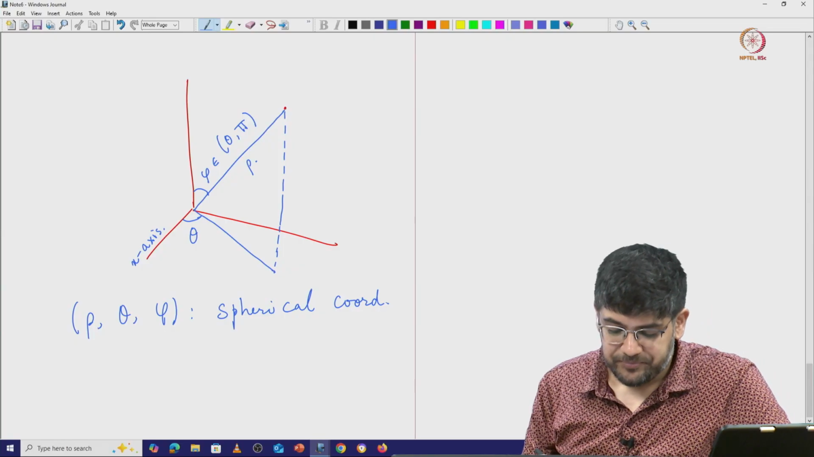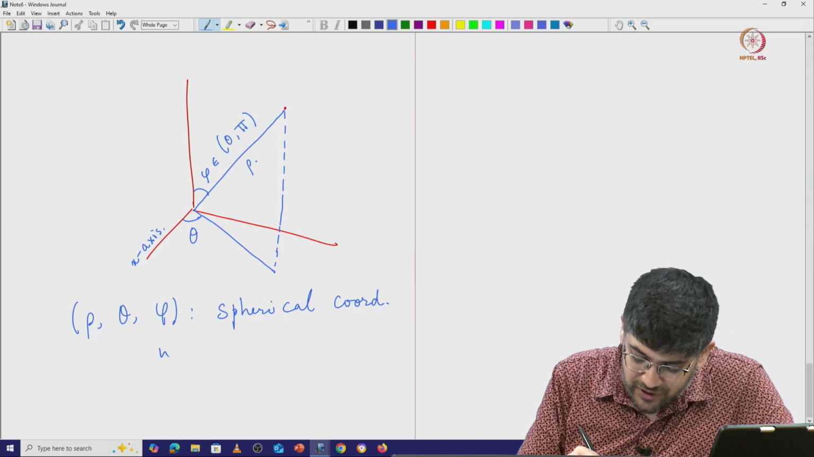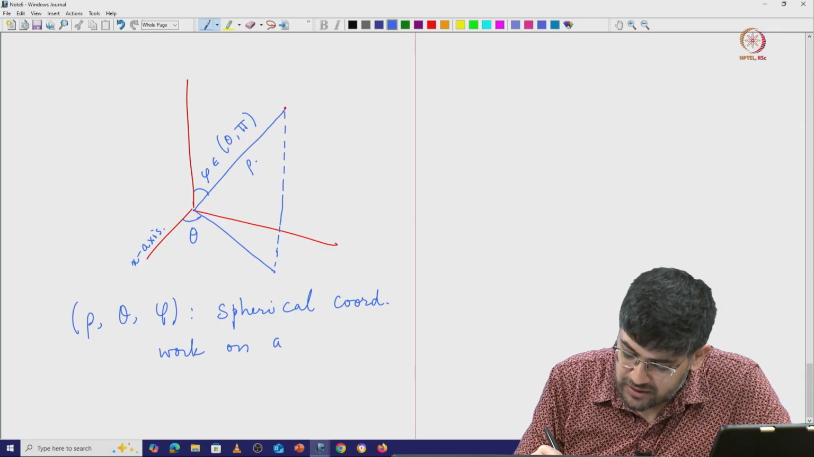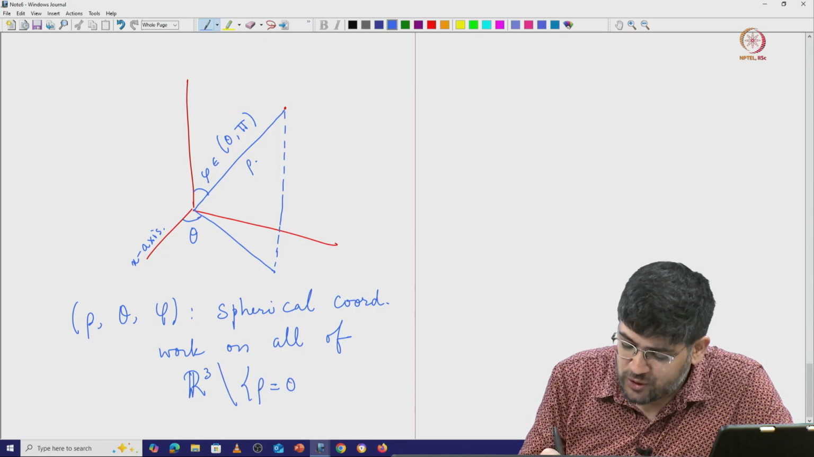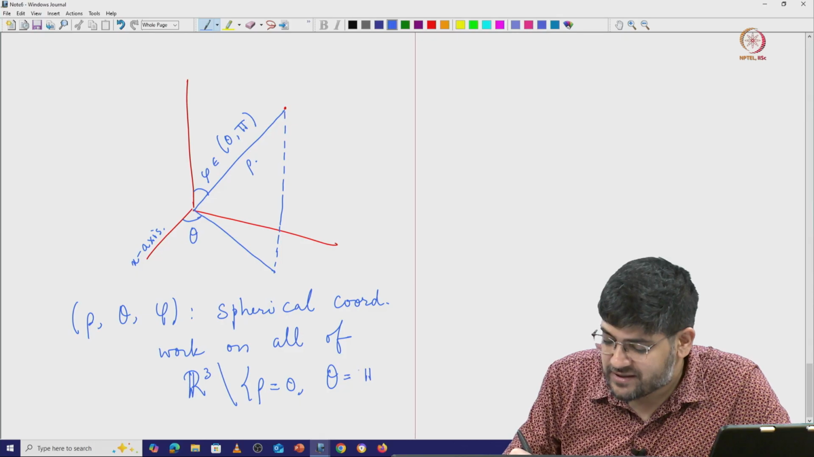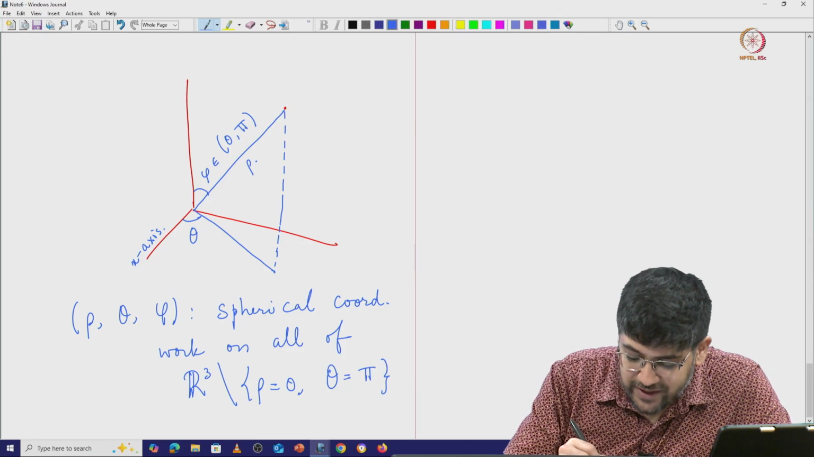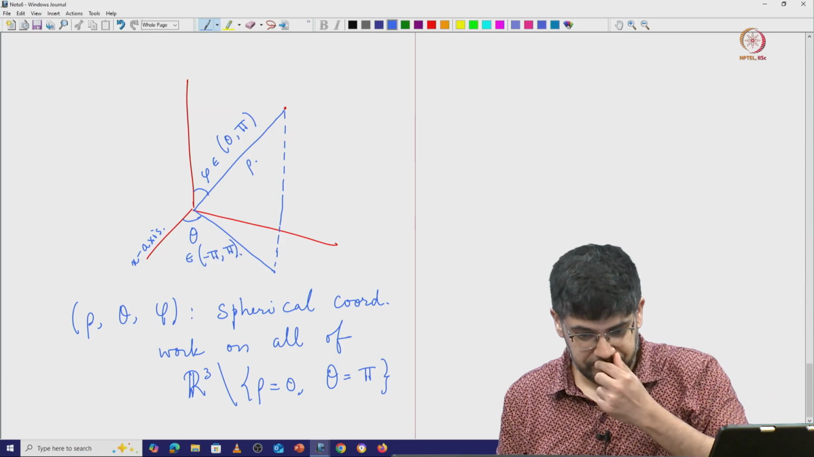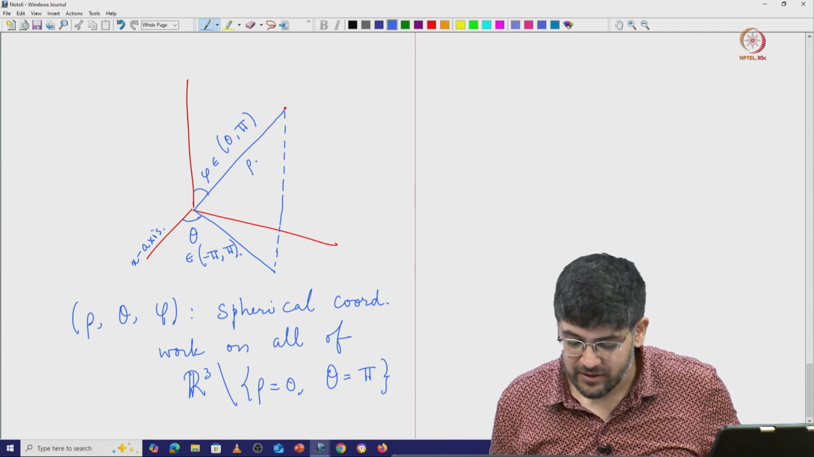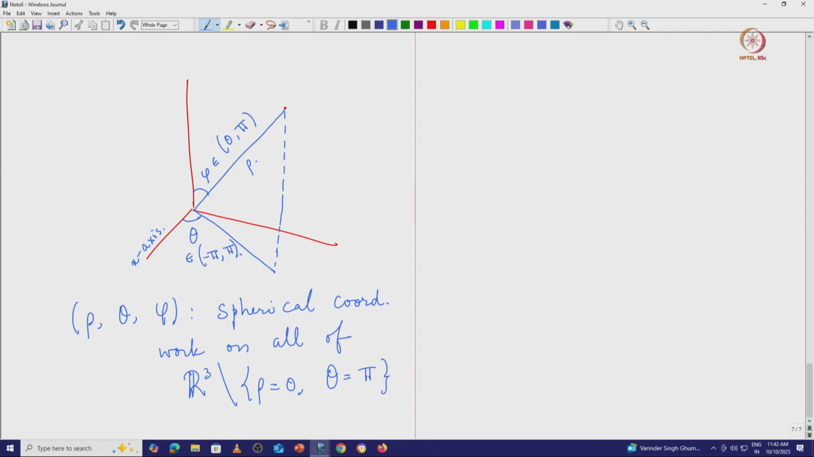Okay, and they work on all of R3 minus the place where rho is 0 and the place where theta is pi. So the theta angle is always chosen to be between minus pi and pi. And phi is 0 or pi. So these two are ignored, right?